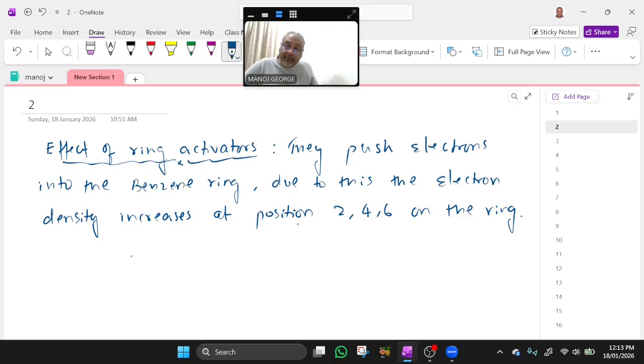So what that means is, for example, this is the benzene ring. And let's say you have a ring activating group here. I'm just putting here A. So A happens to be the ring activator group.